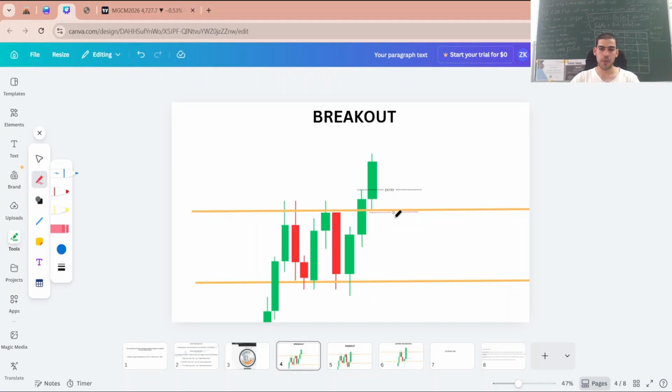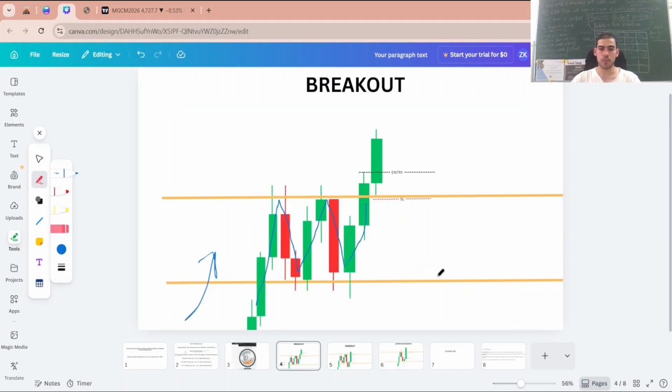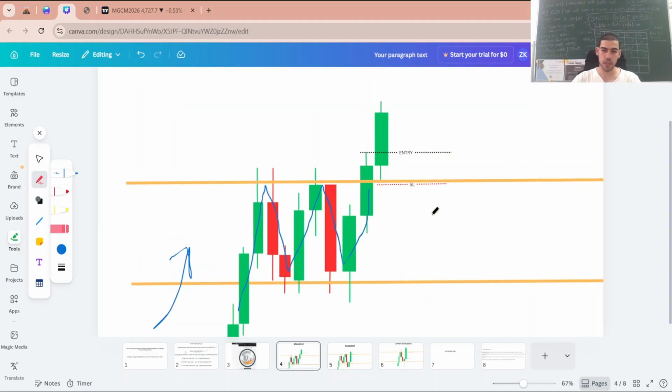So what's this breakout setup? You can see that price was trending to the upside, and now it is consolidating in a range. Look how it's moving in a range. It's not moving up or down, it's moving between these yellow lines, as you can see here. The breakout setup is whenever price breaks away from the range.